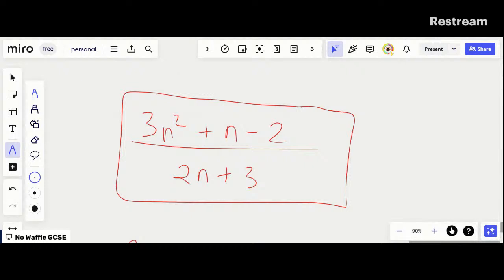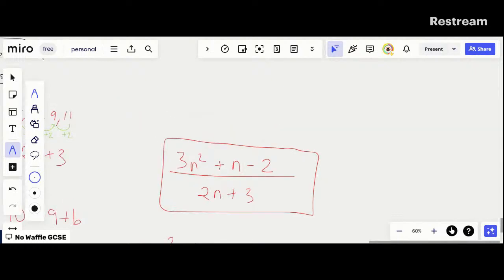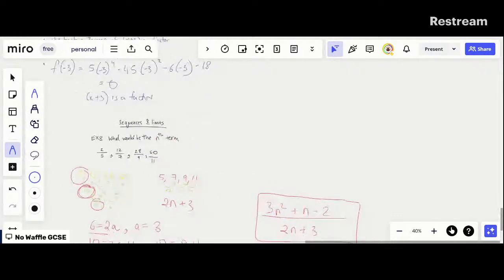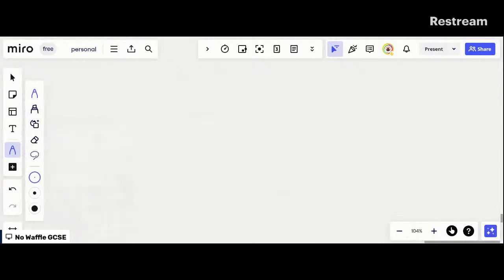So yeah, that's the nth term there. That is the answer to that question. So that's sequences, and just going over limits now. So what are limits? Well, every sequence will eventually have a limit, especially if it's exponential. If it's exponential, it will tend towards a certain value. That's what a limit is.